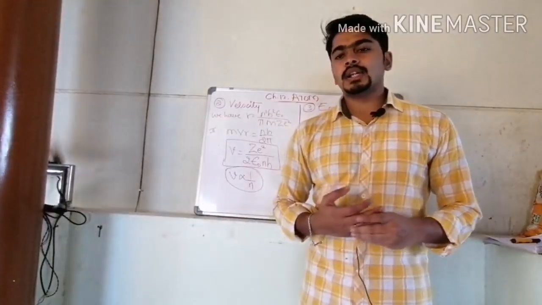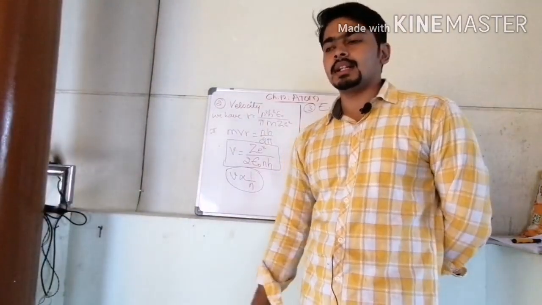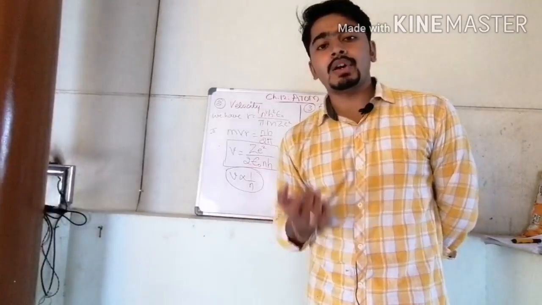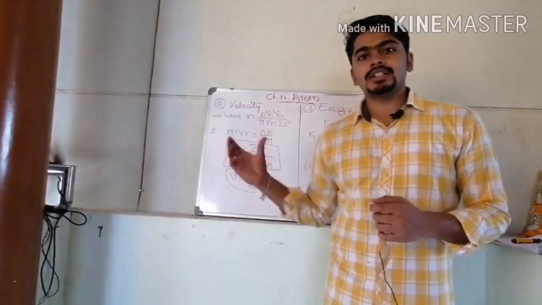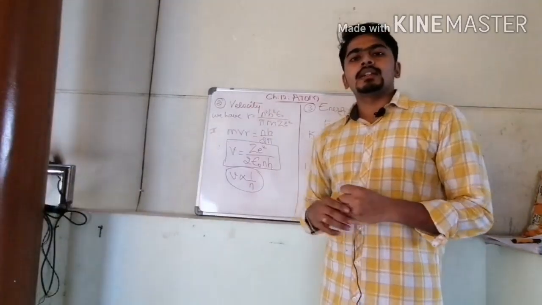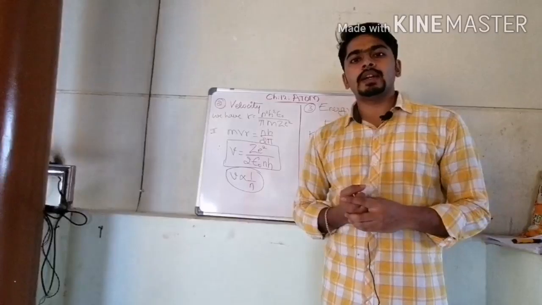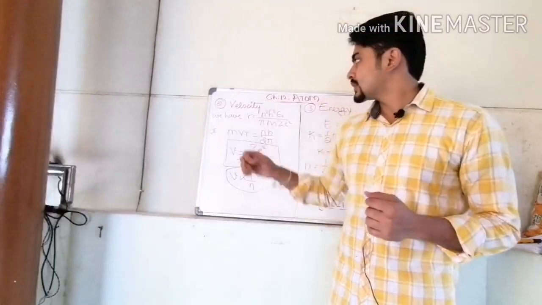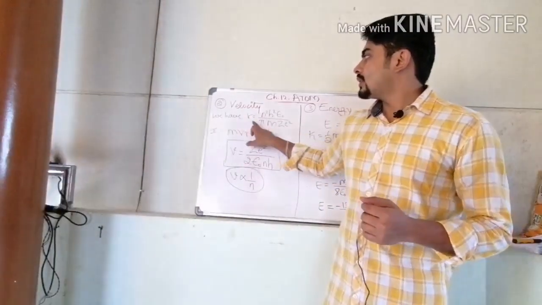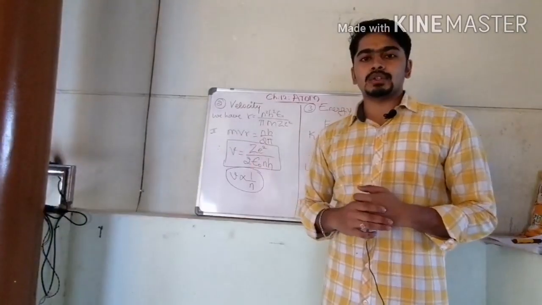Okay, dear students, now we shall discuss the second postulate as well as the third postulate, which give the equation or expression for velocity and energy. From the second postulate, the angular momentum of an electron is an integral multiple of h by 2 pi. So we have mvr is equals to nh by 2 pi, that is the second postulate.